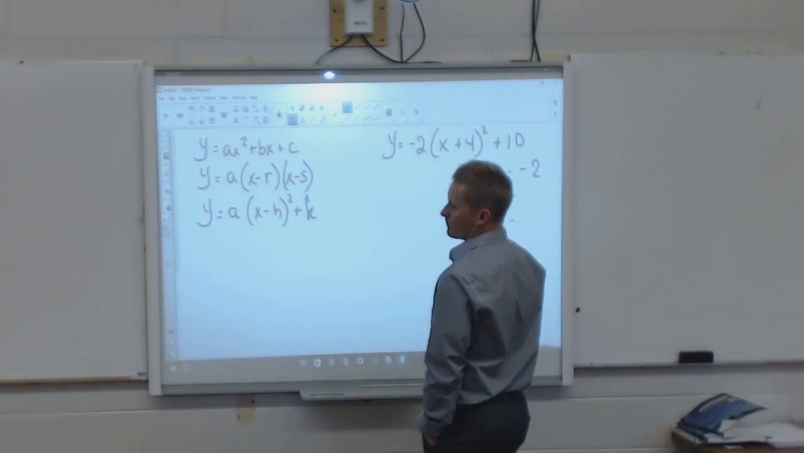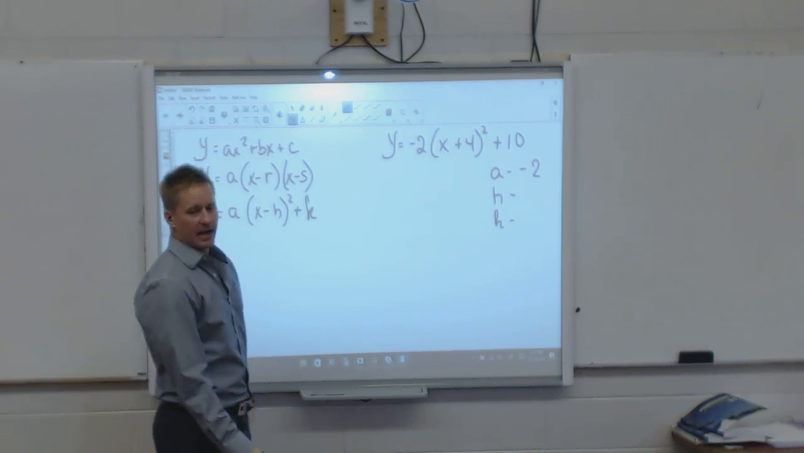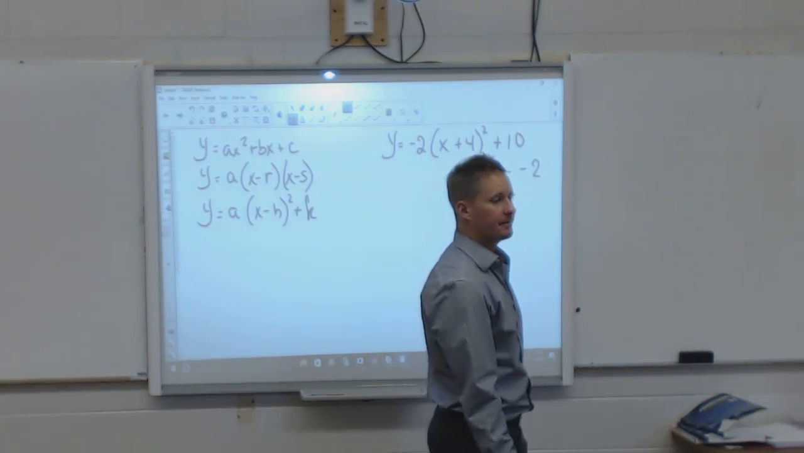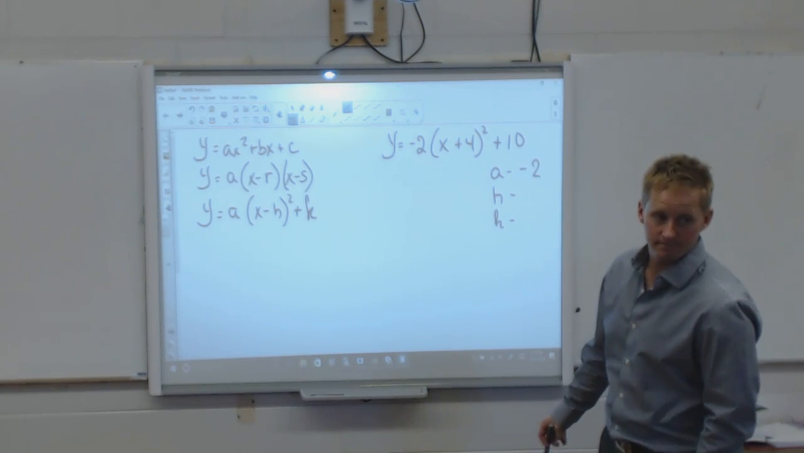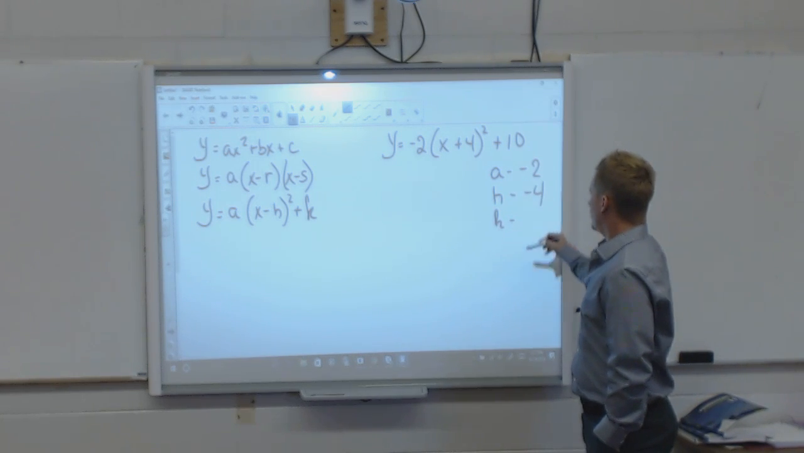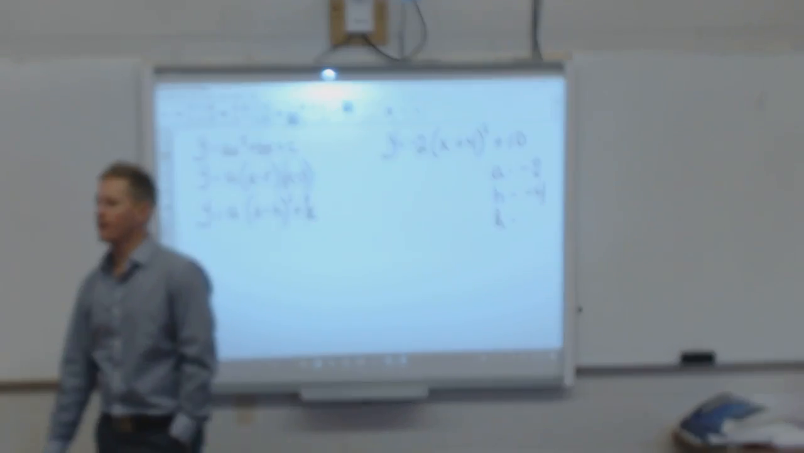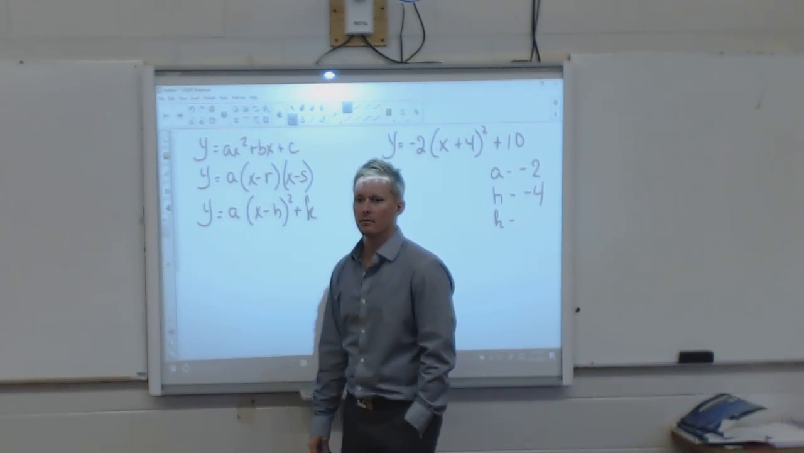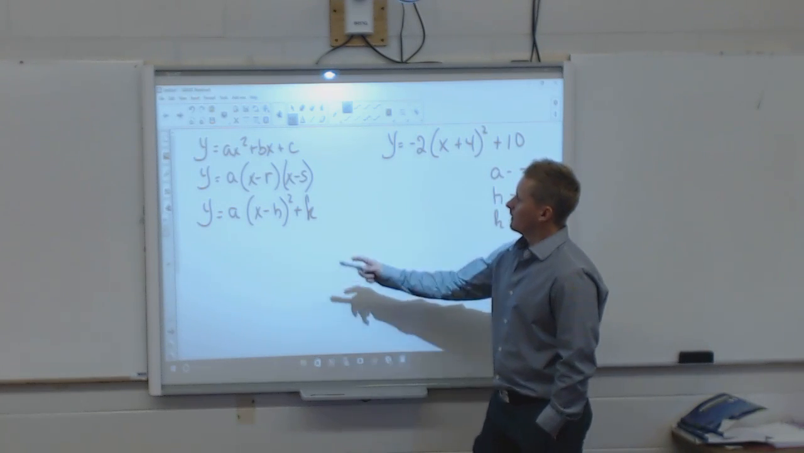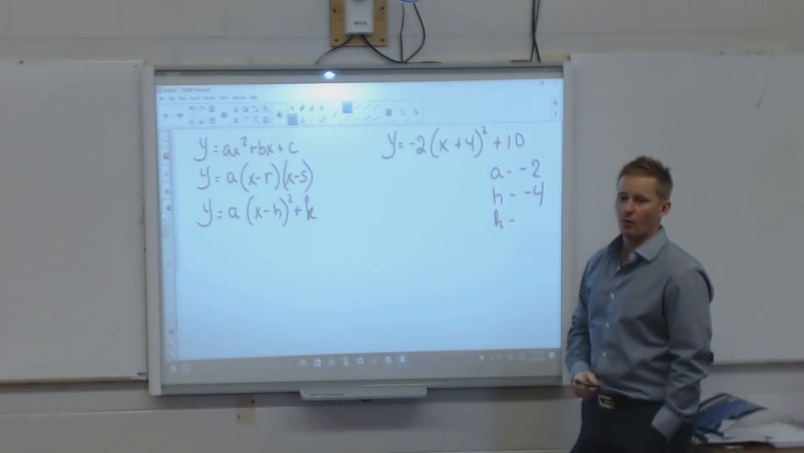Minus 2. Is the parabola open up or down? Down. Okay. What is the H value for me? Negative 4. Why is it negative 4? How do I know when it's a negative 4? Right now, it's a subtract, correct? So if it turns to an add, that means you subtracted a negative number. Therefore, it's a negative 4 here.